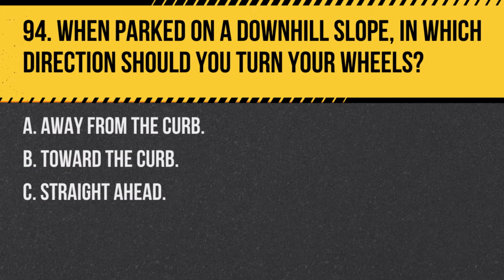Question 94. When parked on a downhill slope, in which direction should you turn your wheels? A. Away from the curb. B. Toward the curb. C. Straight ahead.